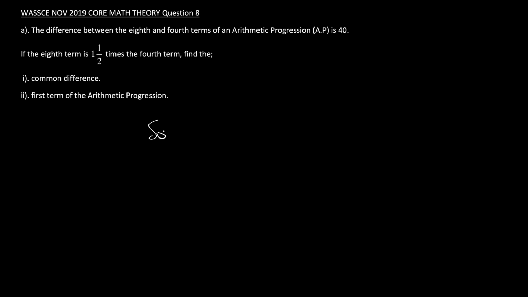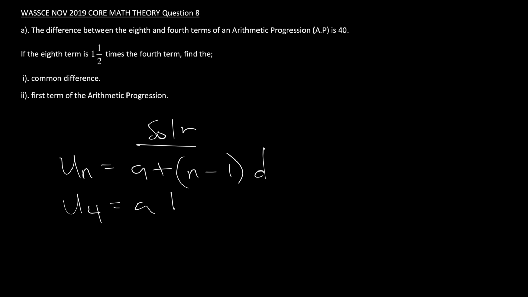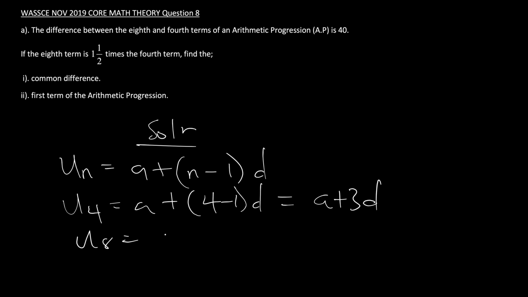So moving on to the solution, we know that for an arithmetic progression, the nth term is given by a plus (n minus 1)d. So we know that our 4th term would be a plus (4 minus 1)d, and this should be a plus 3d. And our 8th term will be equal to a plus (8 minus 1)d, which is equal to a plus 7d.